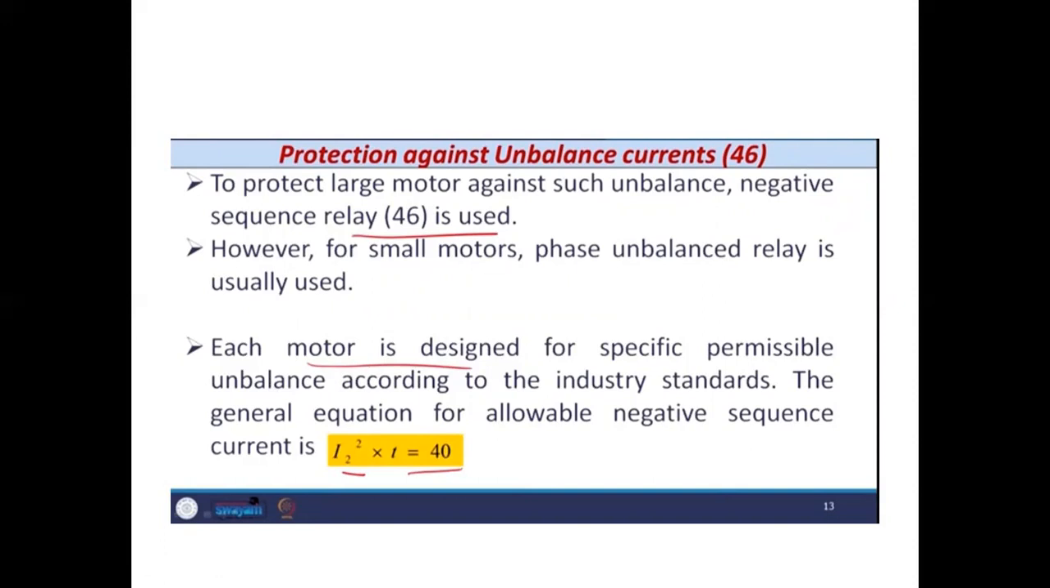In the negative phase sequence relay, each motor is designed for a specific permissible unbalanced current according to the standards. The general equation for allowable negative sequence current is given by I2 squared times T is equal to 40, where I2 is the negative sequence current and T is the time during which the negative sequence current flows through the winding of the motor.